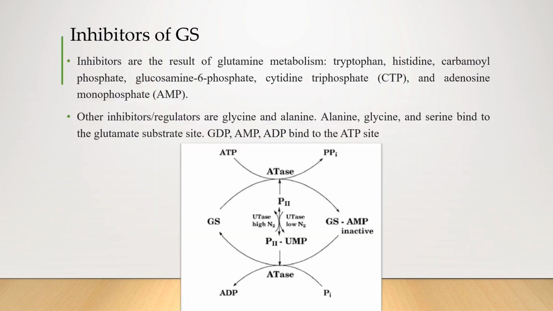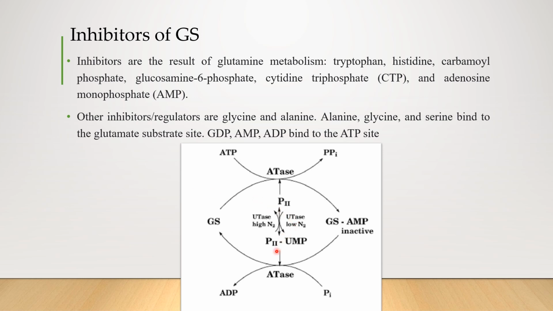Coming to the inhibitors of this enzyme, the inhibitors are a result of glutamine metabolism. So you have tryptophan, histidine, carbamyl phosphate, glucosamine 6-phosphate, cytidine triphosphate, and adenosine monophosphate; all these are inhibitors. Other inhibitors or regulators include glycine, alanine and serine. These bind to the glutamate substrate site. GDP, AMP and ADP bind to the ATP site.